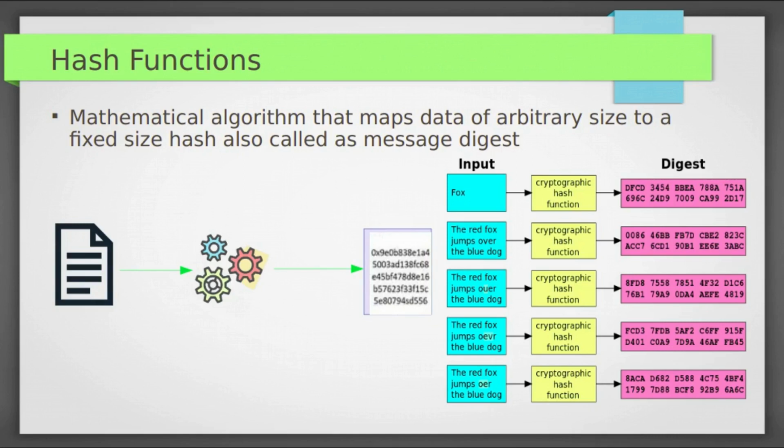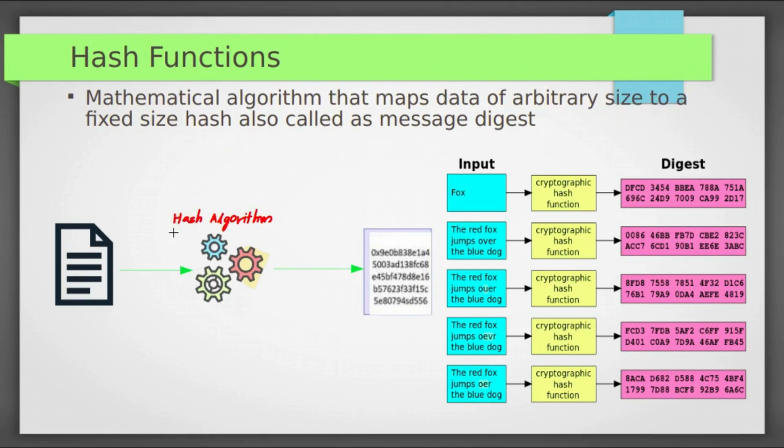Hash function is an algorithm that maps data of arbitrary size to a fixed size hash, also called message digest. This hash algorithm will take any length message and produce fixed length output. If you give this string input to this hash algorithm, it will produce fixed length output. Here all the messages are of different size, but the size of the hash code is the same for all, and this hash code will be different for different input.